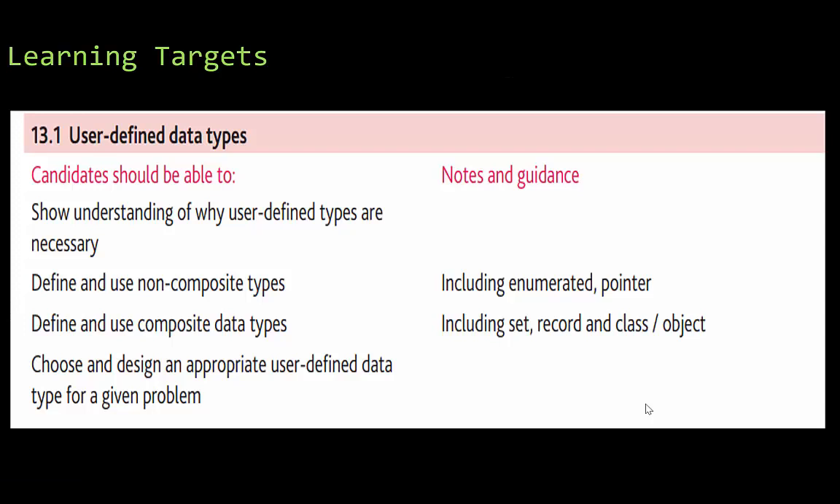So candidates should be able to show understanding of why user-defined types are necessary, defining and using non-composite types, including using the terms enumerated and pointer, so we'll be doing that today. Defining and using composite data types, including set, record, and class or object, we'll be going over those as well. Choose and design an appropriate user-defined data type for a given problem, we'll be covering that by looking at past exam questions.